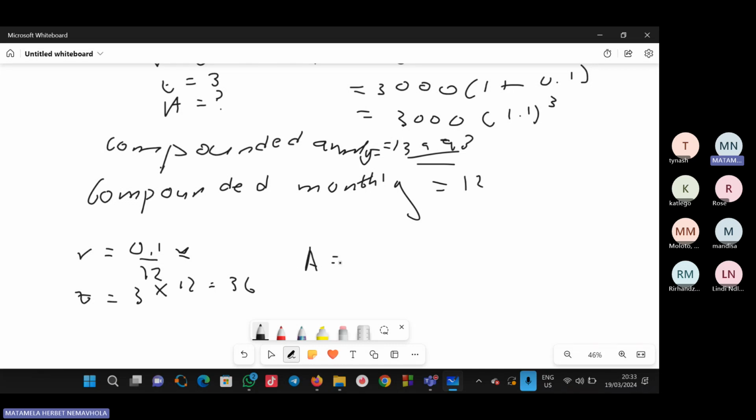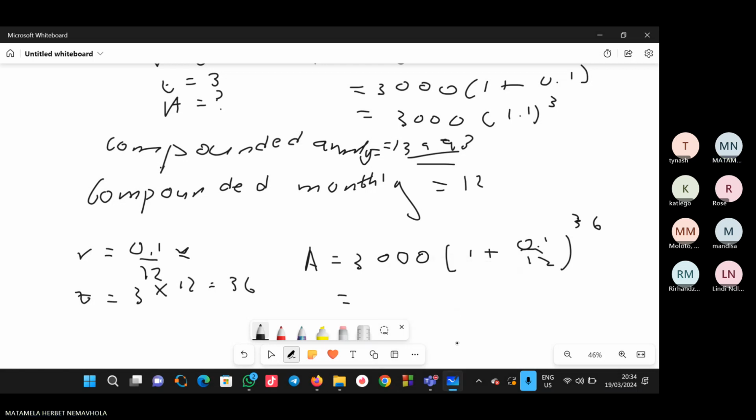So when you use our formula, it is going to say 3,000 in brackets 1 plus 0.1 over 12, to the power 36. This is when a question says compounded monthly. So you can use your calculator if you have one.